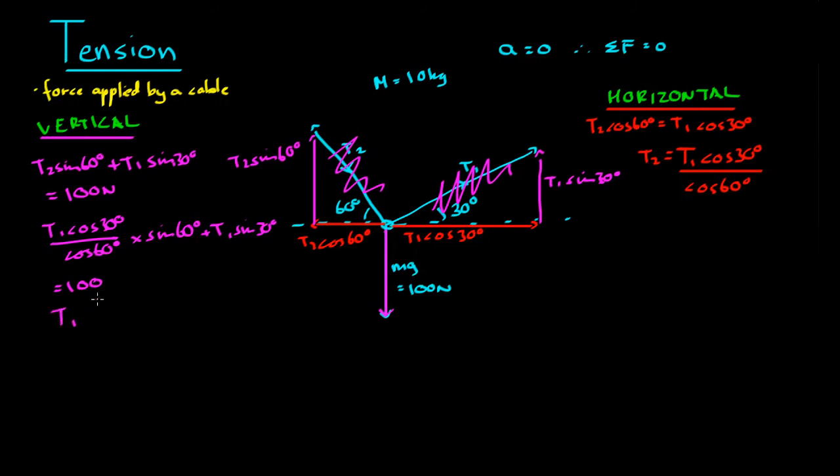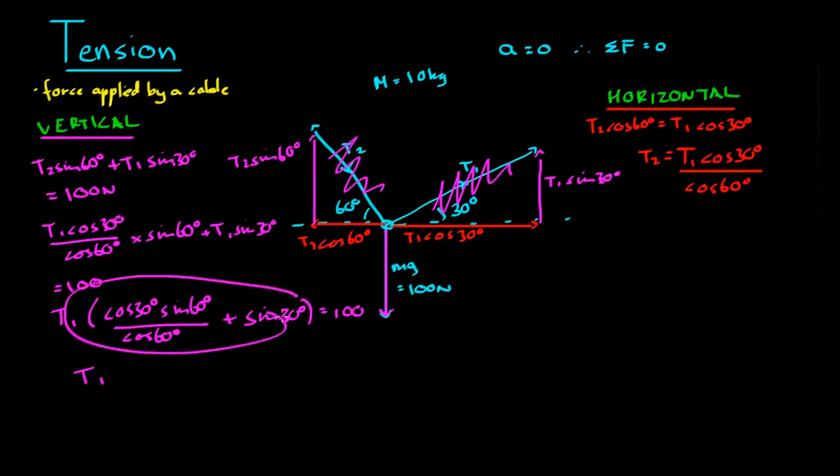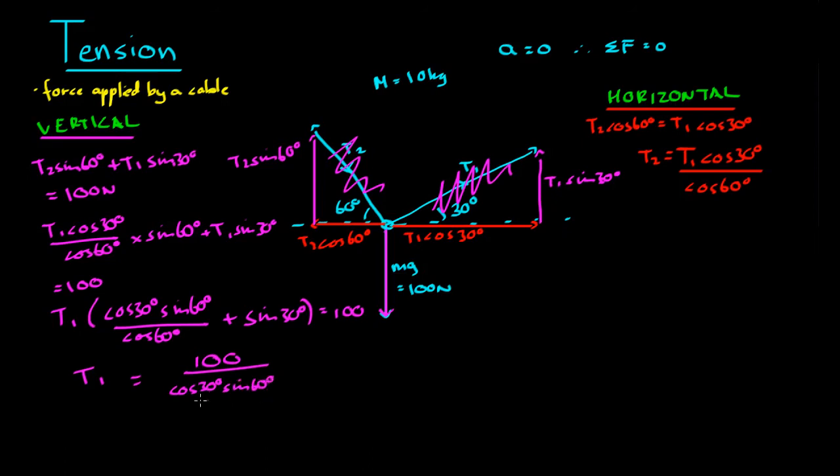Take T1 out the front as a factor. T1 times cos 30 degrees sine 60 degrees over cos 60 degrees plus sine 30 degrees equals 100. Divide both sides by this part here. T1 equals 100 over cos 30 degrees sine 60 degrees over cos 60 degrees plus sine 30 degrees.